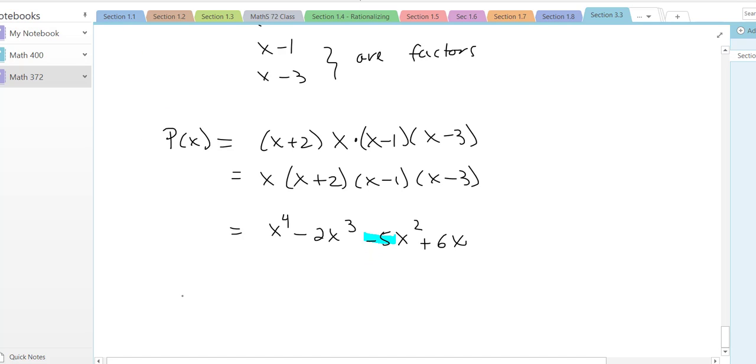So essentially just multiply the p of x times 2. So I'm going to have 2x to the 4th minus 4x cubed minus 10x squared plus 12x. And that gives us the coefficient of negative 10 in the polynomial with all those same zeros.